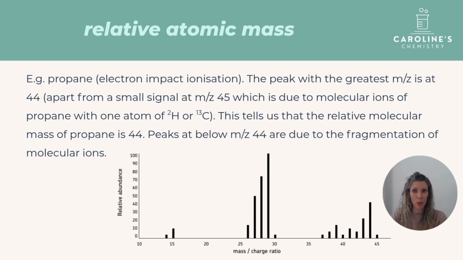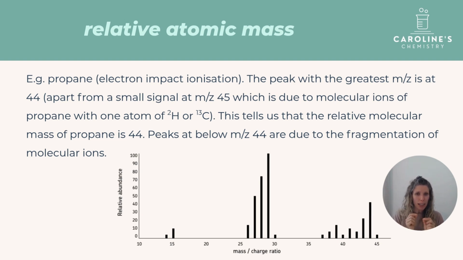So here's an example of what I mean. This is a mass spectrum for propane. The peak with the highest mass to charge ratio, look all the way to the right-hand side there, is 44. And that tells us the overall mass of the propane, the relative molecular mass, that's 44. You can see there are lots of other peaks there. So what are they about? Well, the ones much further down are going to be fragments, little bits of that molecular ion.